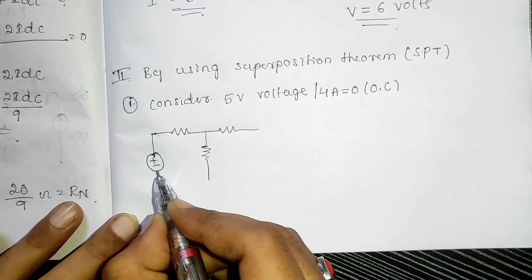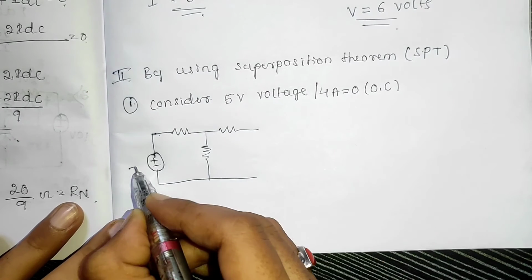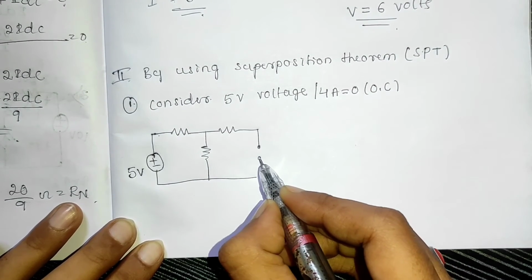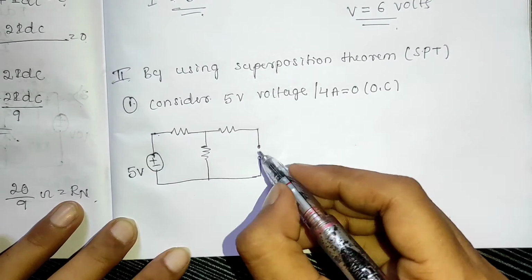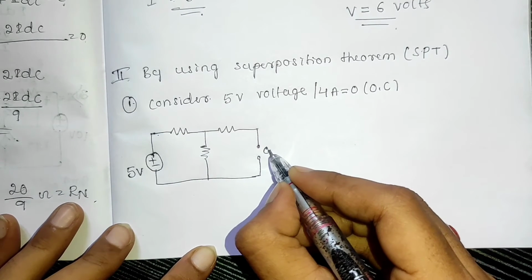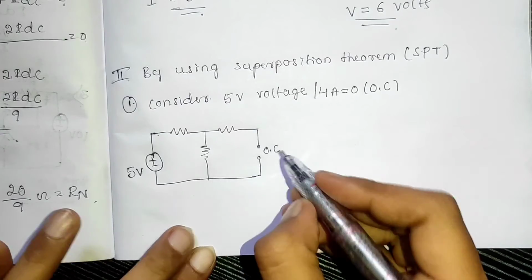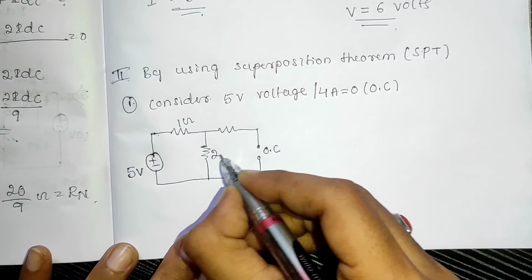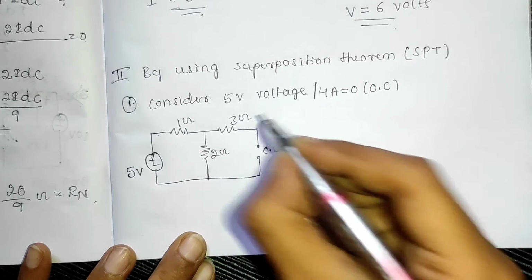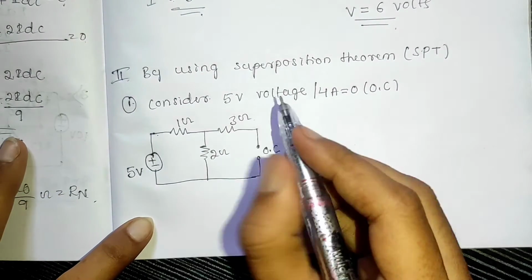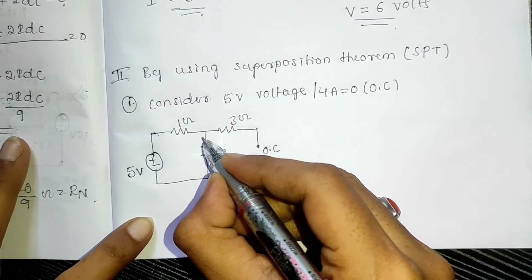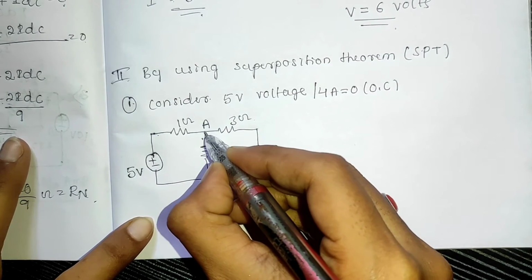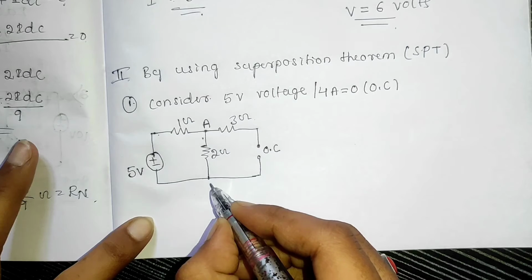Here the 5 volt source, here the 4 ampere current source is removed, right? Open circuit. Okay, here 1 ohm, 2 ohm, 3 ohm. We have to find the current direction. So I will take this node as A, this node as B.